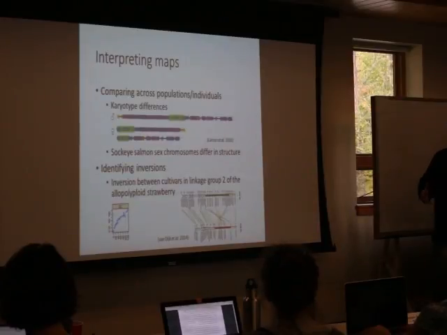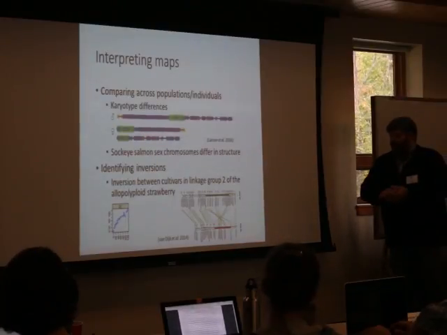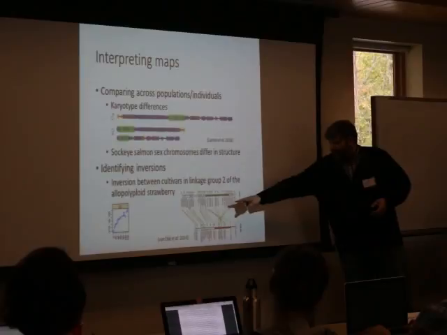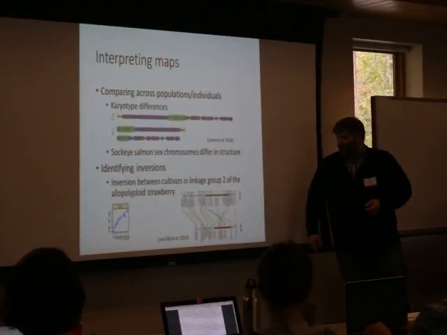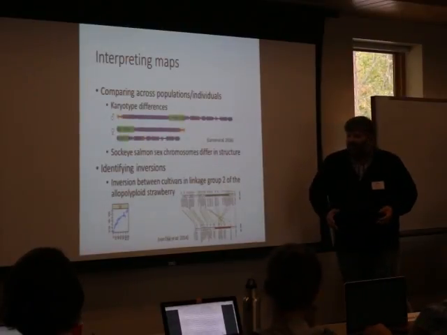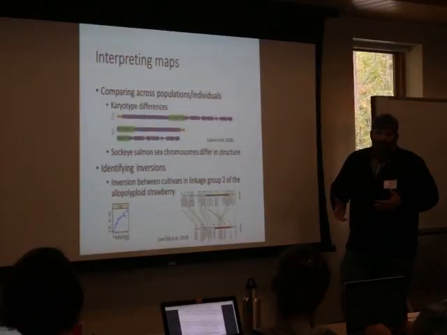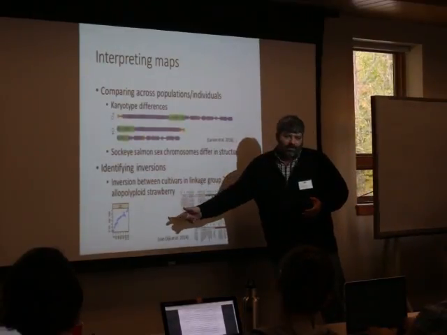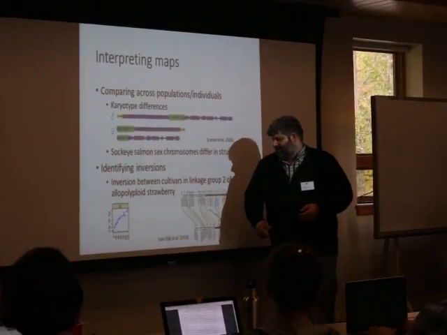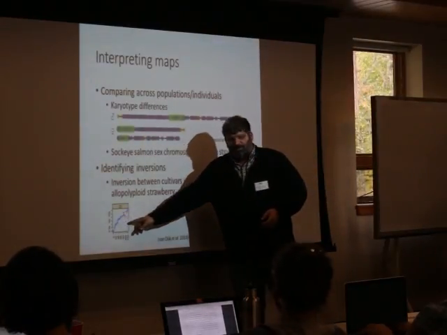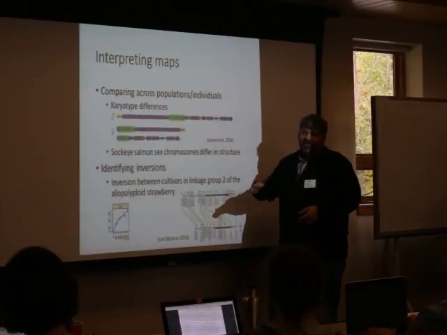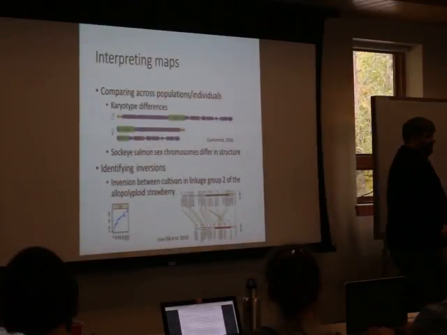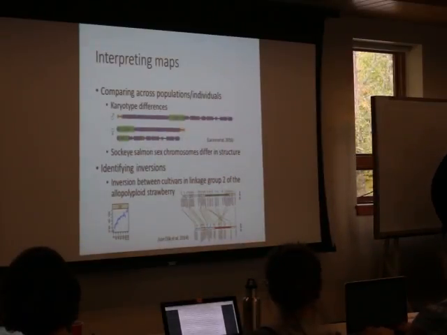You can also look across populations or species to identify inversions. This is showing an inversion between different cultivars of allopolyploid strawberry. How I often plot linkage maps is I'll do a dot plot of distances along 2 axes. And in that case, this is what an inversion looks like, where it switches the diagonal, and you have the markers reversed.